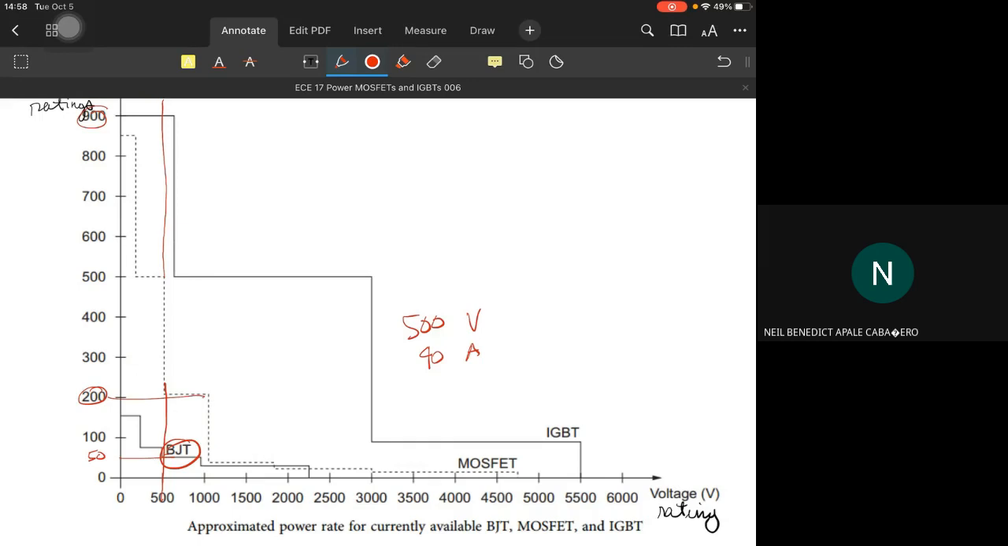But let us remember that IGBT and MOSFET are still more expensive than BJT. So if cost is a factor, it is better to use the BJT. BJT is much cheaper compared to the others. It would be a waste to use a 500 volt MOSFET with a current rating of 200, since we can't use the excess when our application is only 500 volts and 40 amps.